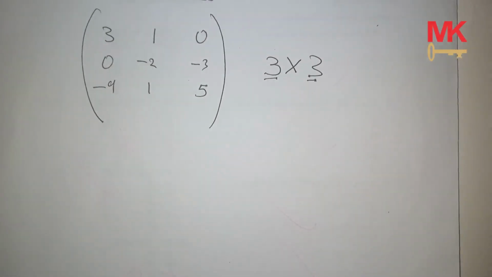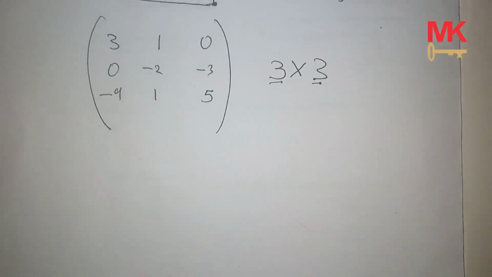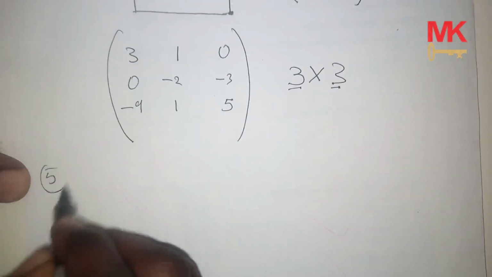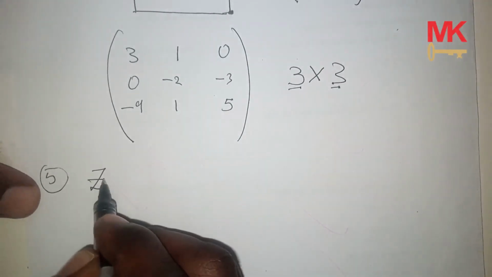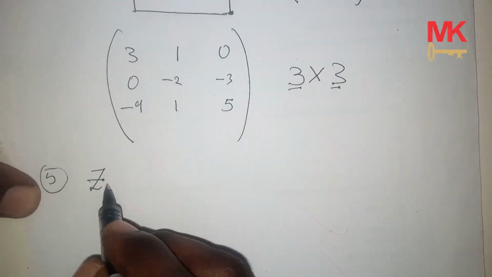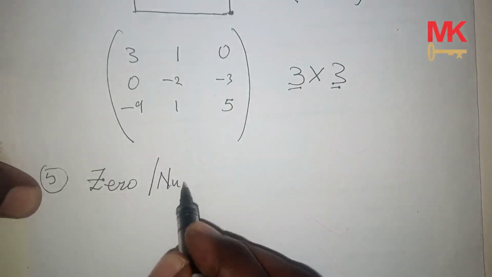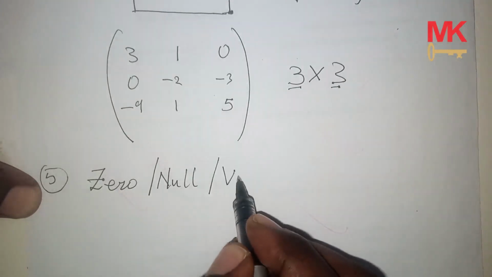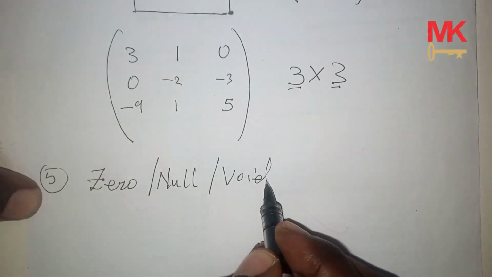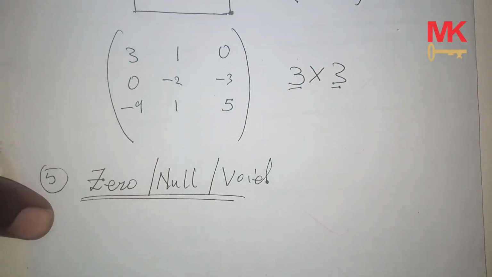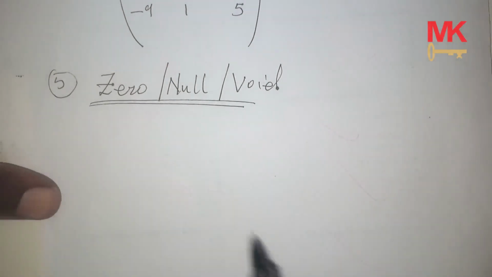Okay, so the next type of matrix we're going to look at now is called the zero matrix. So what is a zero matrix? The zero matrix is simply a type of matrix in which all the elements are 0. So number 5, we'll have the 0 or the null matrix. You can also call it the void matrix. When you say something is void, it's empty. That means nothing is inside. So a zero matrix is a type of matrix in which all the elements are 0.